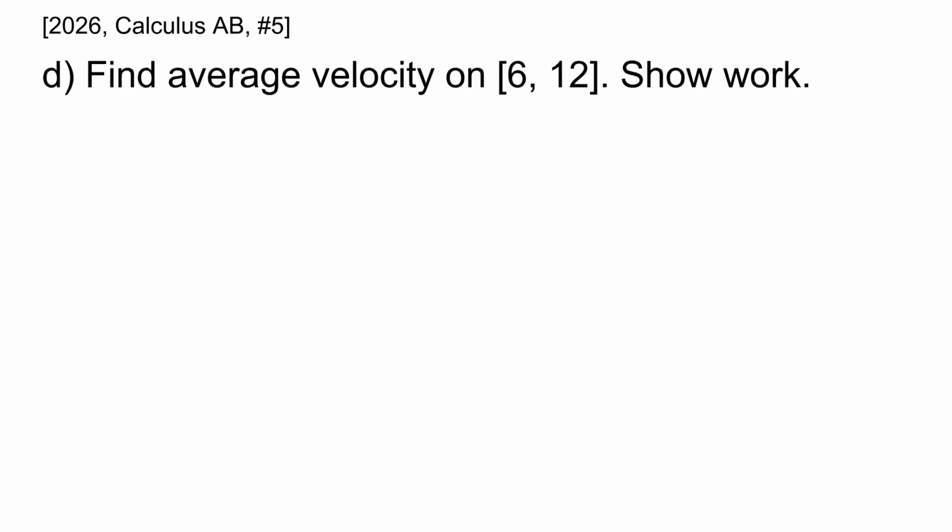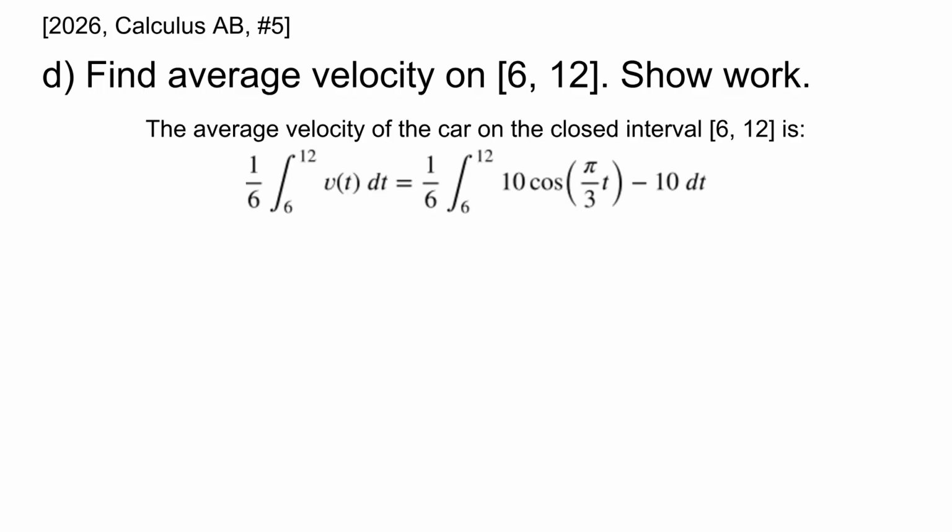In part D of this question, we are asked to find the average velocity of the car on the closed interval from 6 to 12 seconds and to show our work. The average velocity of the car on the closed interval from 6 to 12 seconds is going to be the average value of the velocity function over that interval, which would be 1/6 of the integral from 6 to 12 of v of t dt, which is 1/6 the integral from 6 to 12 of 10 times the cosine of pi thirds t minus 10 dt.